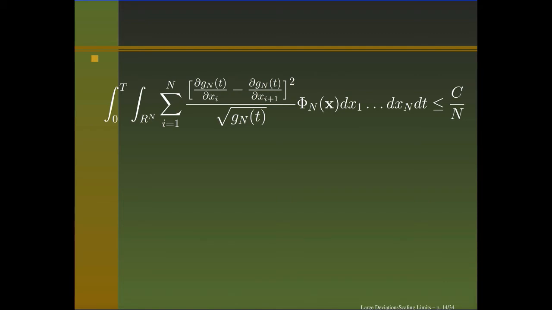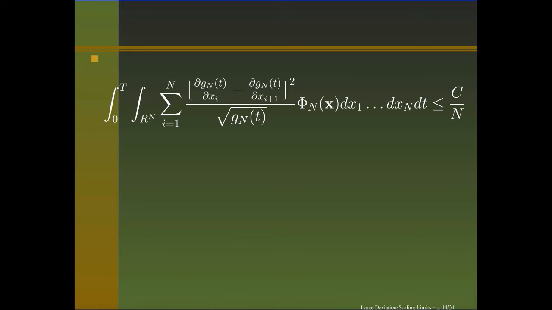In other words, if you look at the integral from 0 to t, the Dirichlet form integrated from 0 to t cannot exceed the initial entropy divided by n squared, because you sped up the dynamics by n squared, so the Dirichlet form gets an extra factor of n squared.